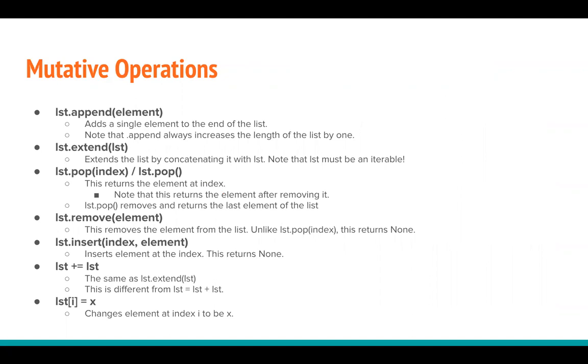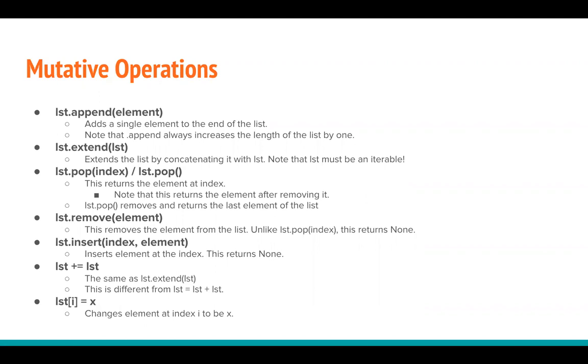So there's list.append(element). So append always adds a single element to the end of the list. That's something to keep in mind. You can't add multiple elements with a single append. If you want to add multiple elements, you can use extend. And if you use list.extend, you should pass in another iterable. And what it does is it concatenates all the elements in the list that you pass in to the end of the original list. So you have to notice the difference in the argument between append and extend. In append, you can pass in any element, but for extend, you have to pass in an iterable.